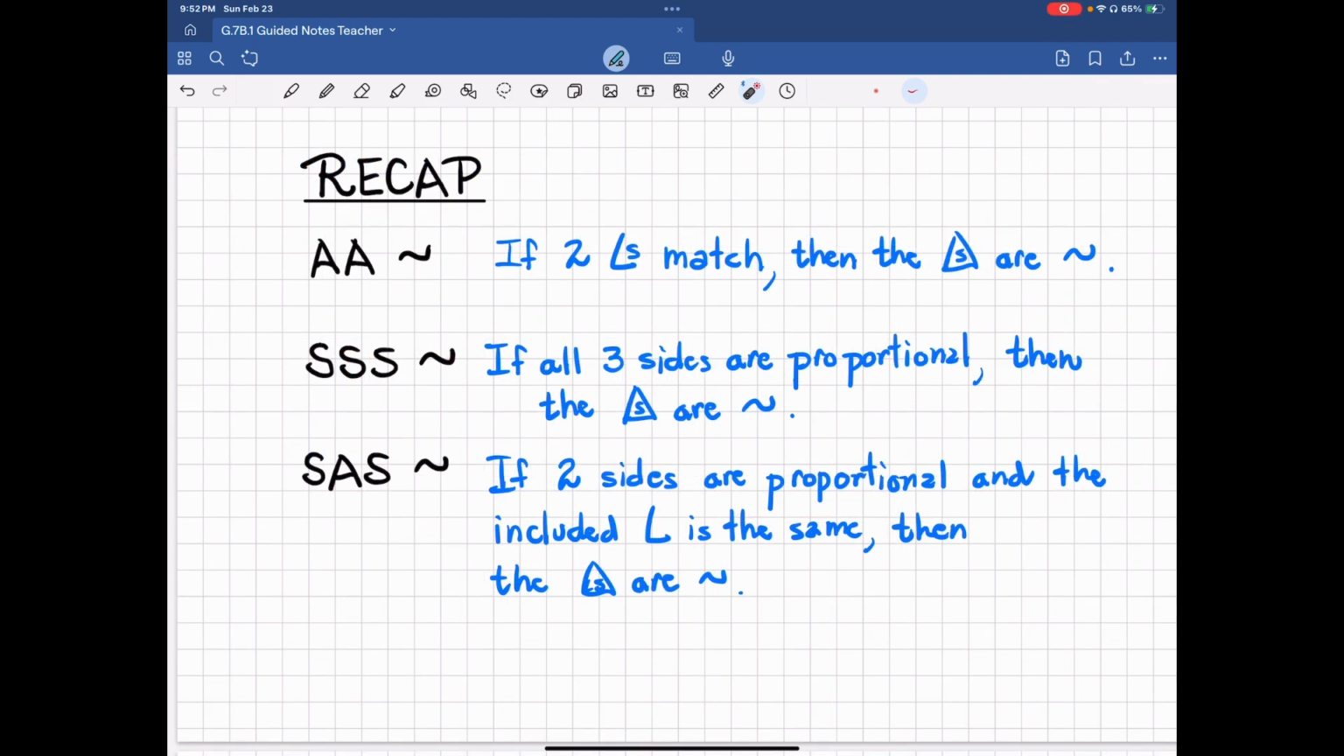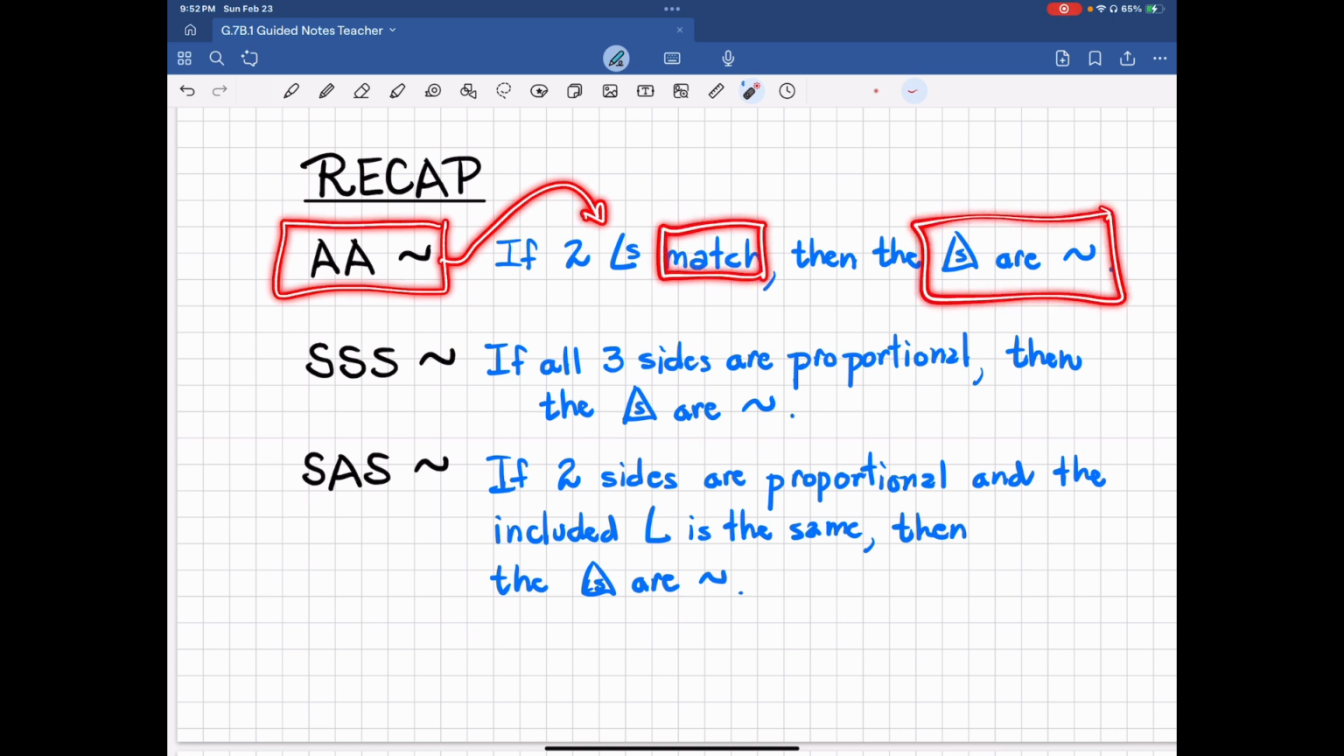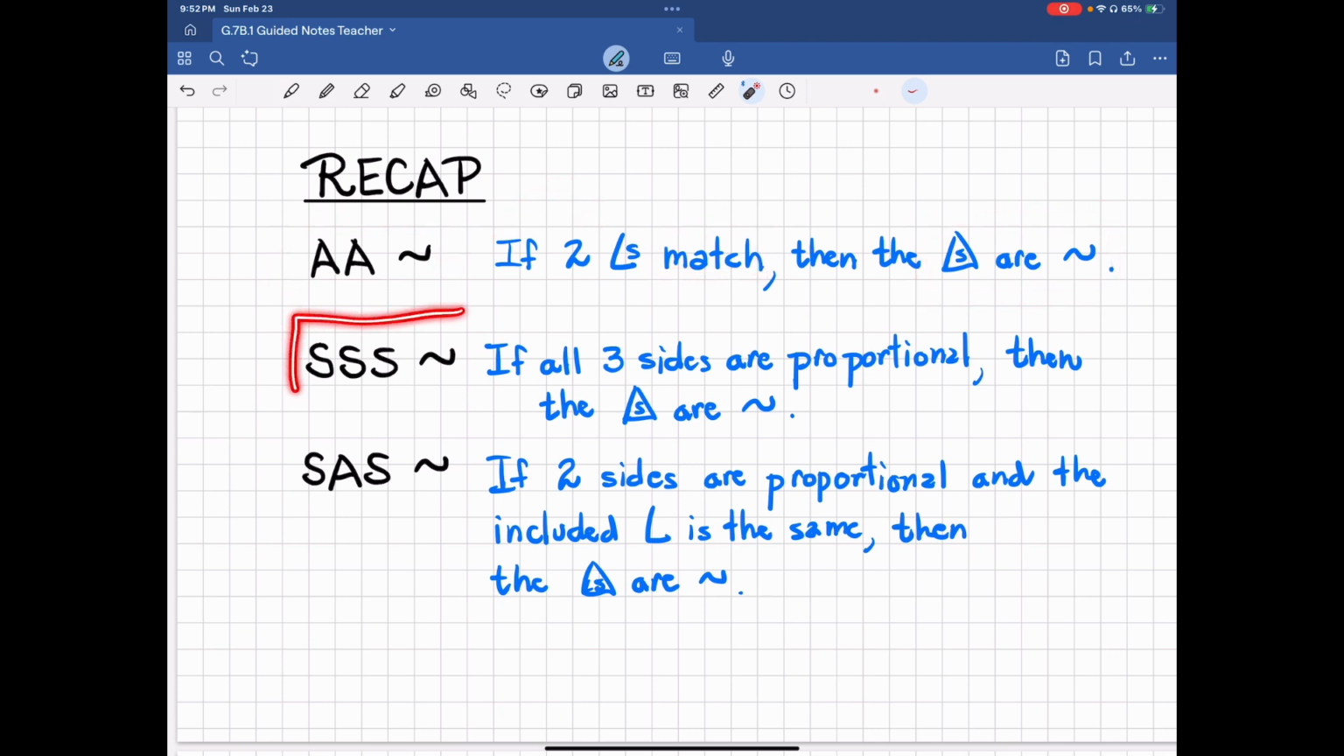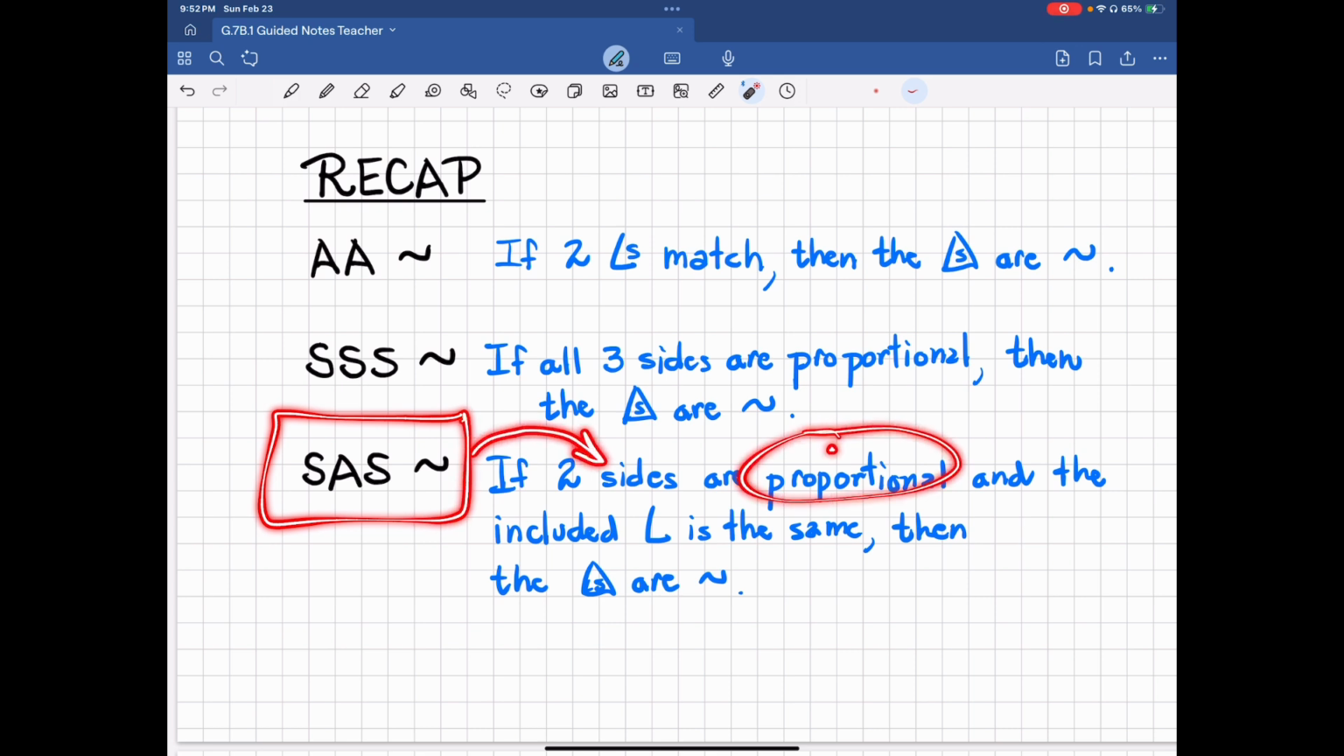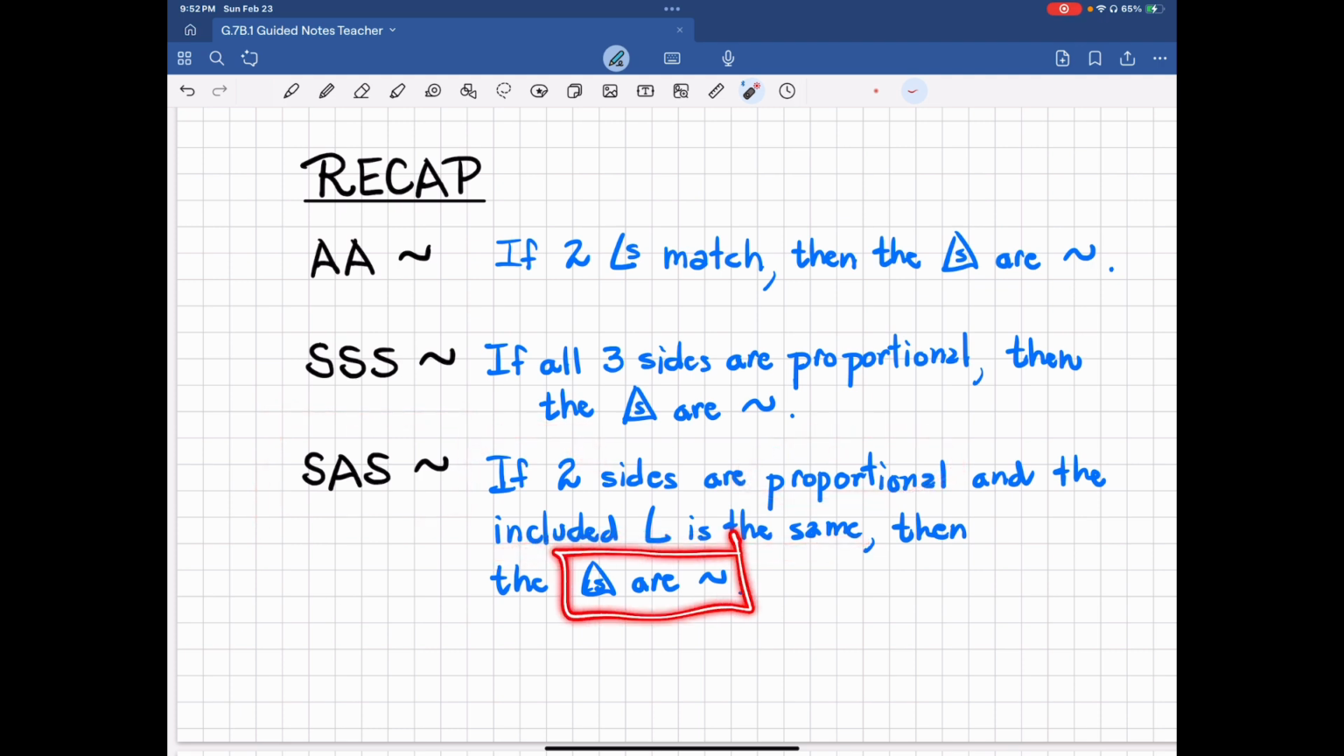Let's do a quick recap on what we just covered. We talked about angle-angle similarity, and it tells us that if two angles are congruent, or they match, then the triangles have to be similar. Side-side-side says if all three sides are proportional, then the triangles have to be similar. Side-angle-side similarity says I need two sides that are proportional, and the included angle between those two sides has to be congruent. If those angles are congruent and the sides are proportional, then the triangles are similar.